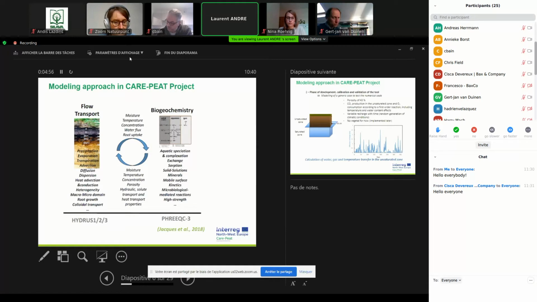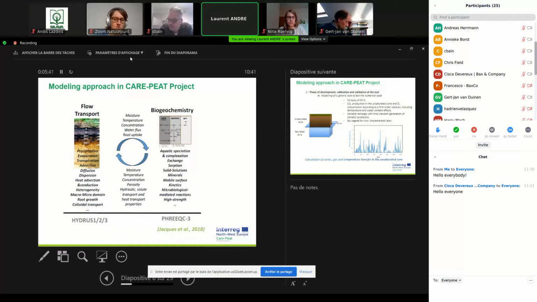Our objective is to work on the transport, with the main processes like advection, diffusion, and dispersion. This part is done by the transport code HYDRUS. On the other part, we have a geochemical and biogeochemical code, which takes into account all the reactivity of the system, and this code is PHREEQC. There is a coupling between these 2 codes, with exchanges and transfer of information, and we are able to model the system.